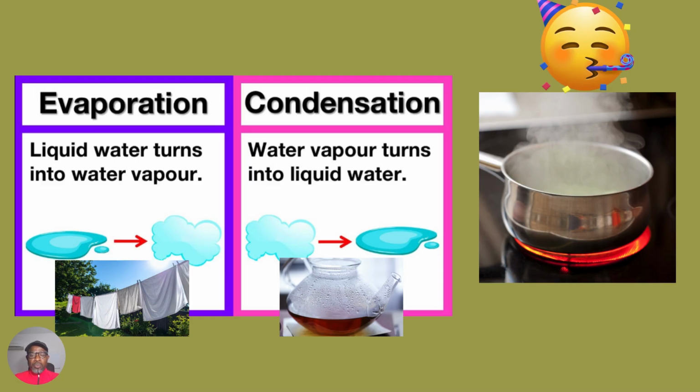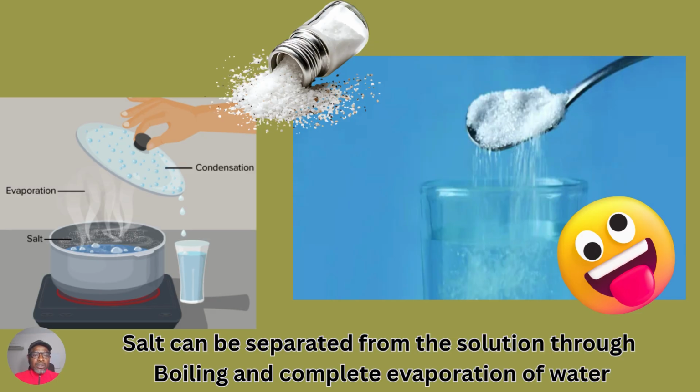Okay, let's go to the last slide. The last slide tells us that salt can be separated from the solution through boiling and complete evaporation of water. You can see here, salt is poured into a cup, and then it's poured into your pot, and the pot is boiling. Evaporation is taking place. The salt is inside with the water.